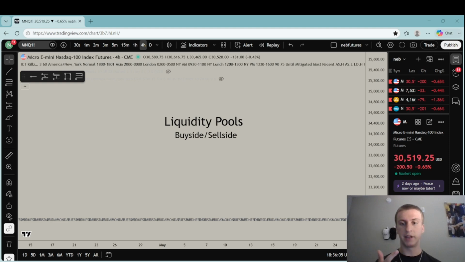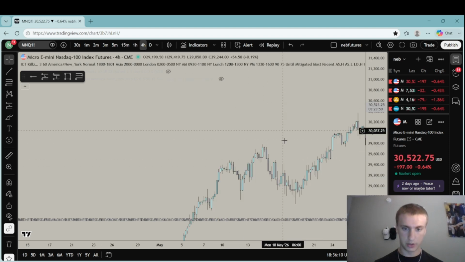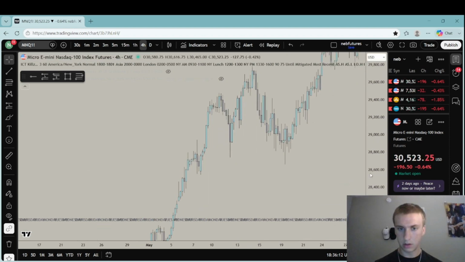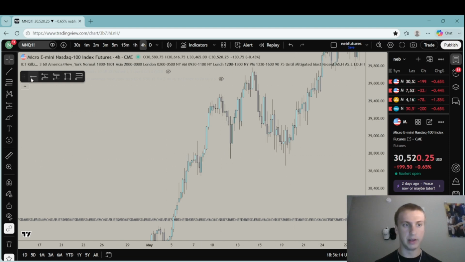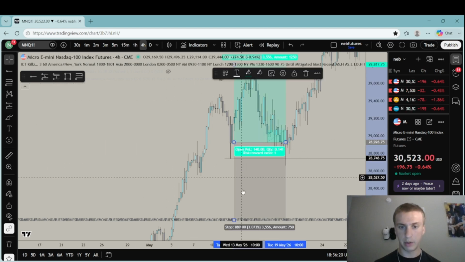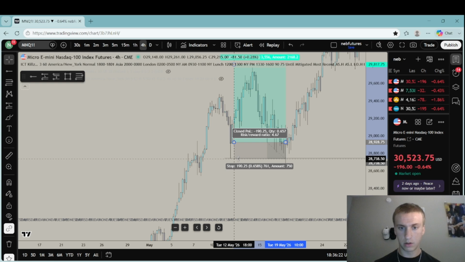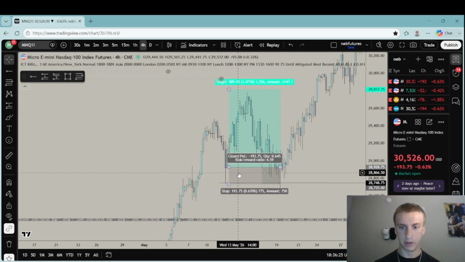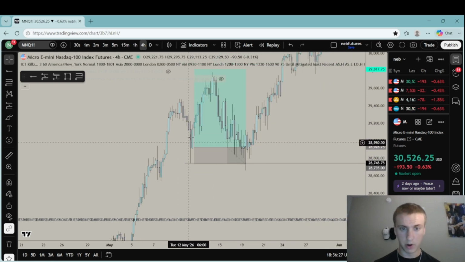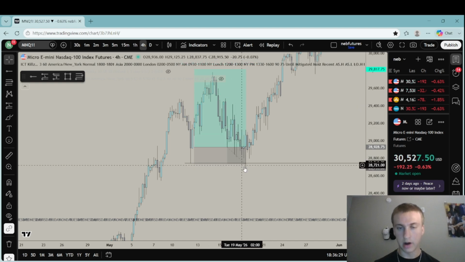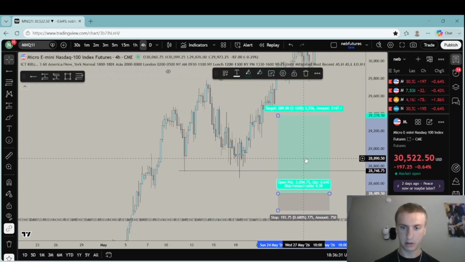Buy side, sell side liquidity. These are pretty simple to find. I'll show you some chart examples. As you can see, here's a prominent low, which means there's sell side liquidity resting underneath this because people's stop loss is underneath this low. So this would be something that we want to come sweep out here and then continue higher.